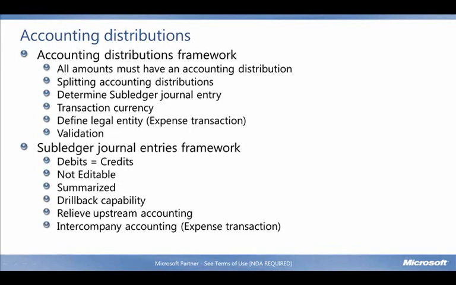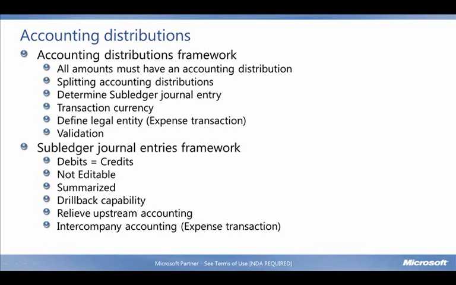Now let's talk a little bit about the accounting distributions framework and the subledger journal entries framework. The following principles apply to the accounting distributions framework in Microsoft Dynamics AX 2012. All amounts must have an accounting distribution. For all source documents that use accounting distributions, every individual amount on the source document must have one or more accounting distribution. This includes amounts such as the primary line amount, but also taxes, discounts, and miscellaneous charges. Splitting accounting distributions.